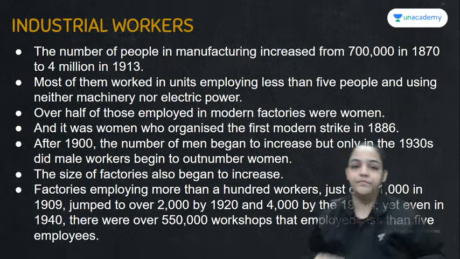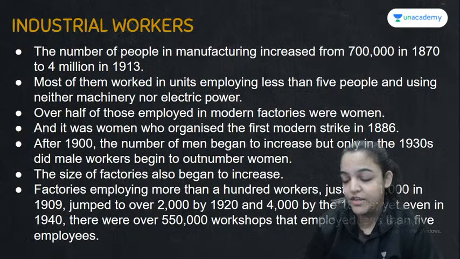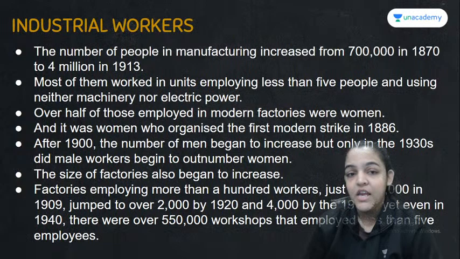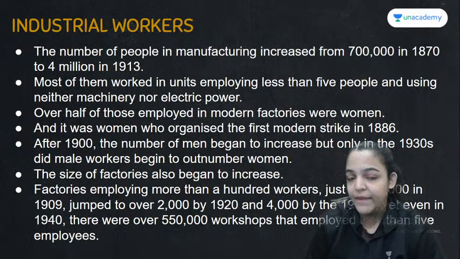So what is happening now, since the industries are increasing, the number of people who were employed in manufacturing industries actually increased from 7 lakh to almost 4 million in 1930. So in 1870, there were around 7 lakh people and it increased to around 4 million in 1930. Now, most of them worked in units employing less than 5 people.